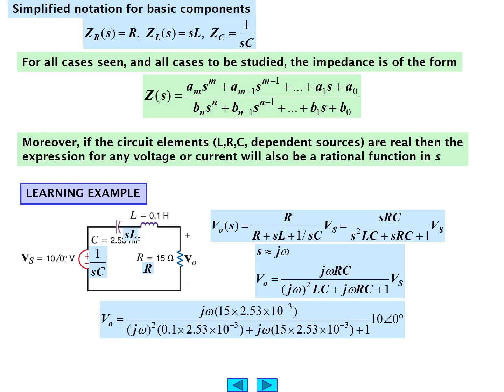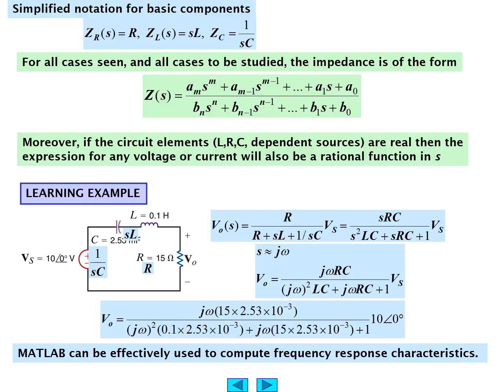Substituting in the values for C, L, and R, which are just numerical values, we then get an expression for V_0. And obviously any computer-aided tool can be used to compute frequency response characteristics as a function of omega and allow us to plot it easily. MATLAB is a typical tool for doing that.